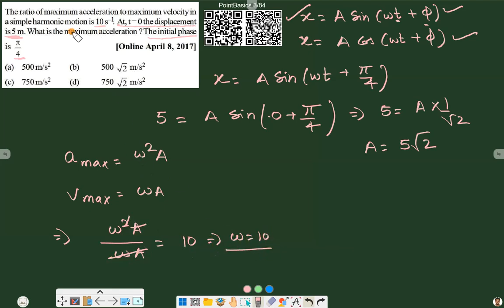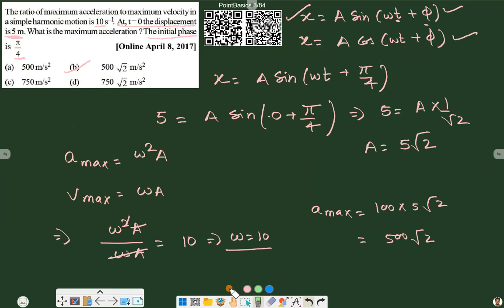And what we have to find? We have to find out maximum acceleration. So again we have to find a max. So a max will be omega square, omega is 10, so omega square is 100 into 5 root 2, that will give us 500 root 2. That is option B.